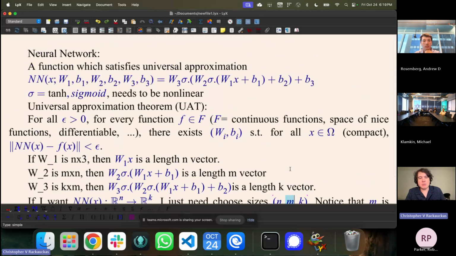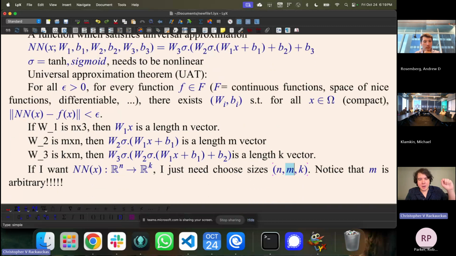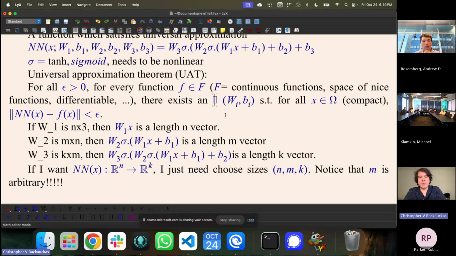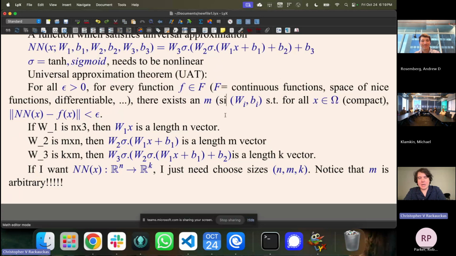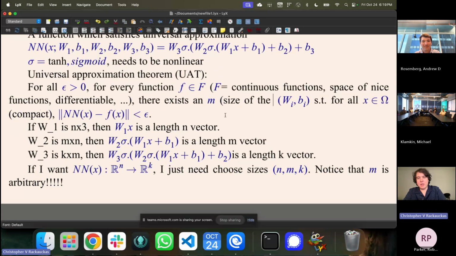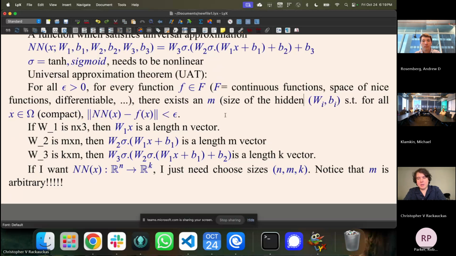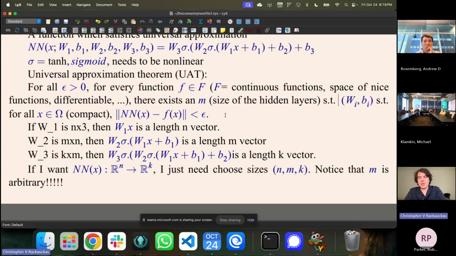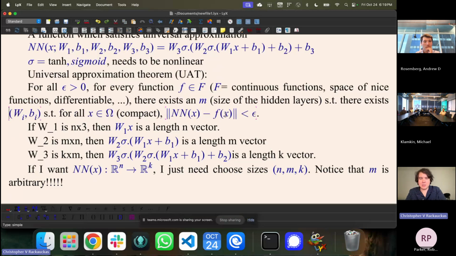And what the universal approximation theorem is telling you is that there exists an m, a size of the hidden layers, such that there exist weights.